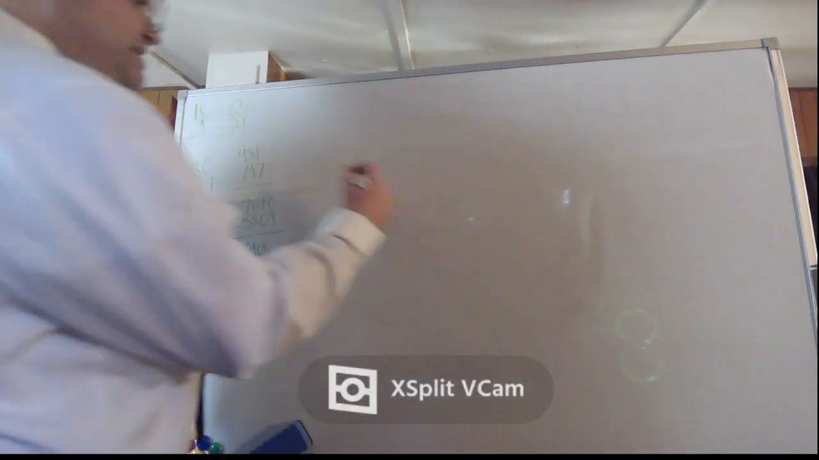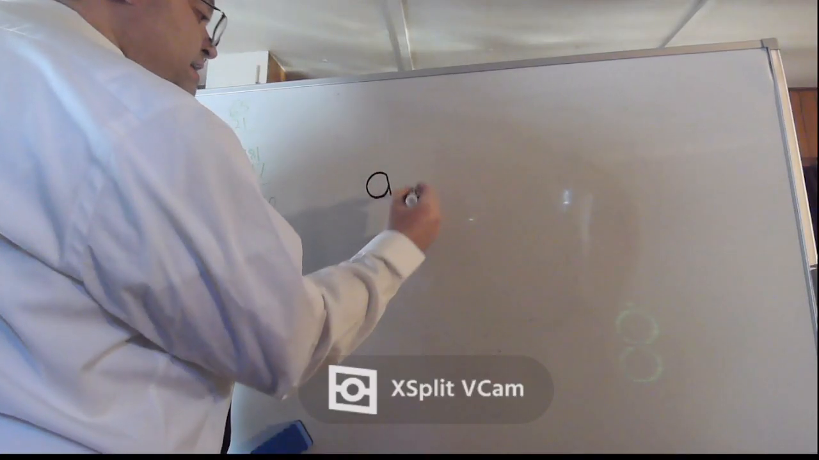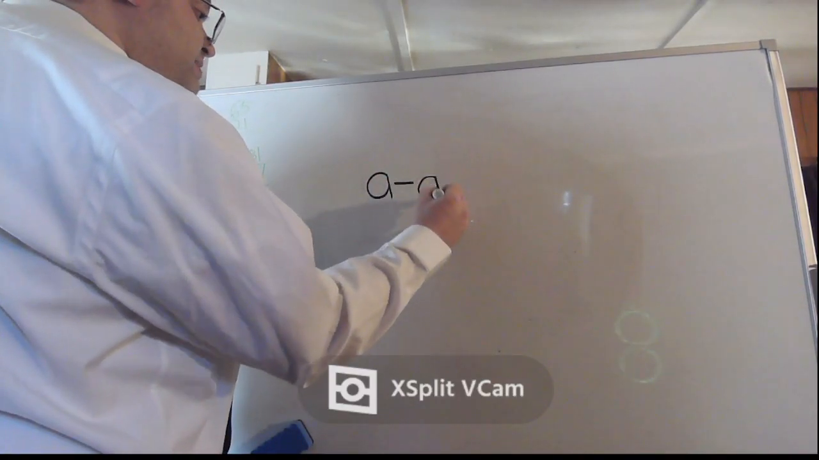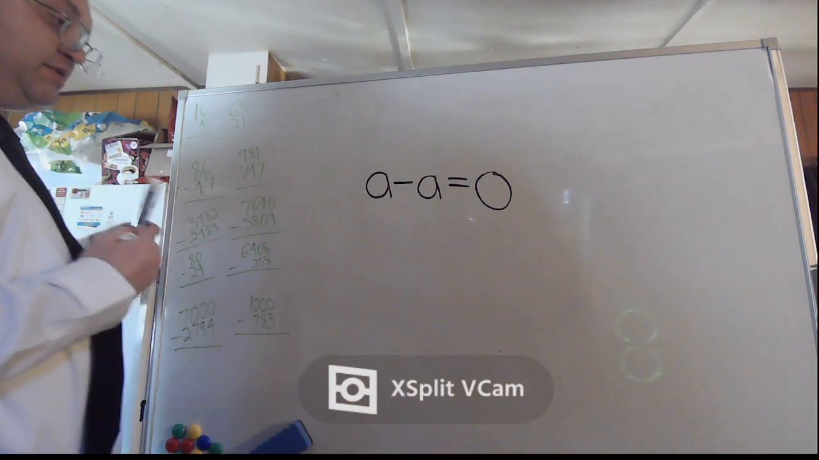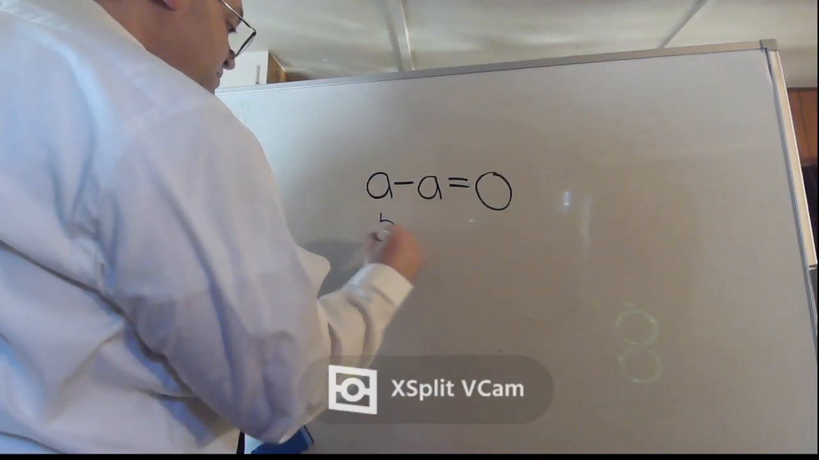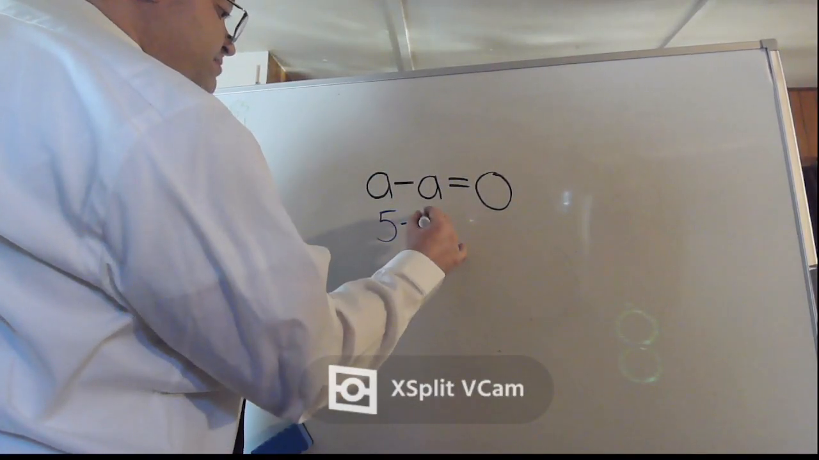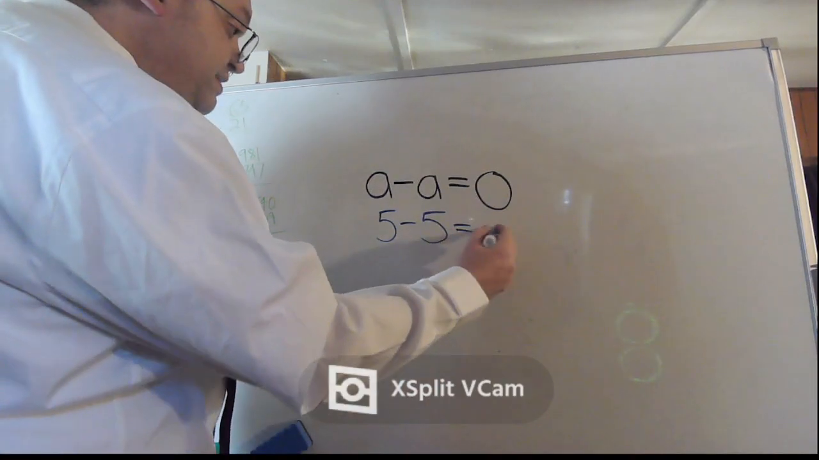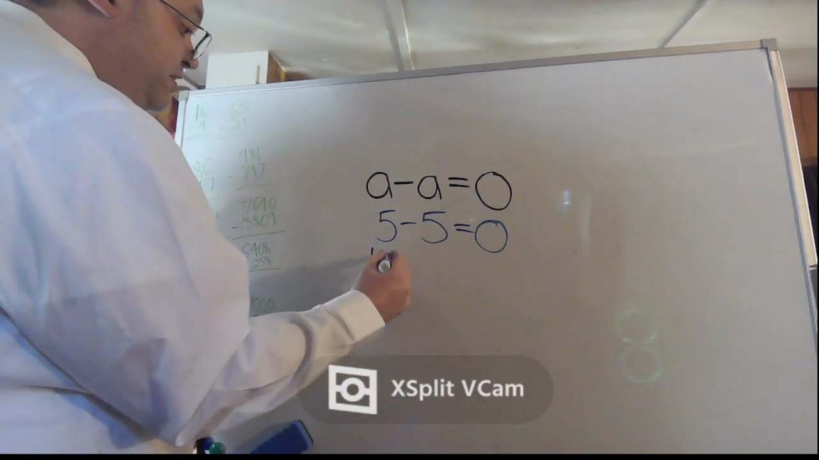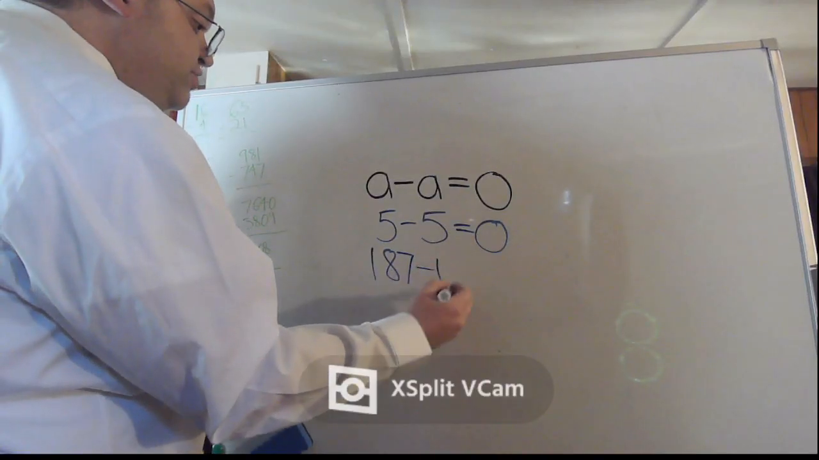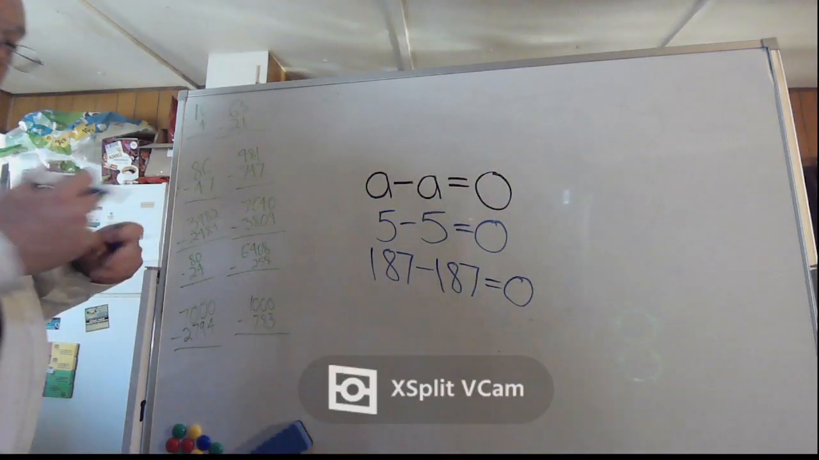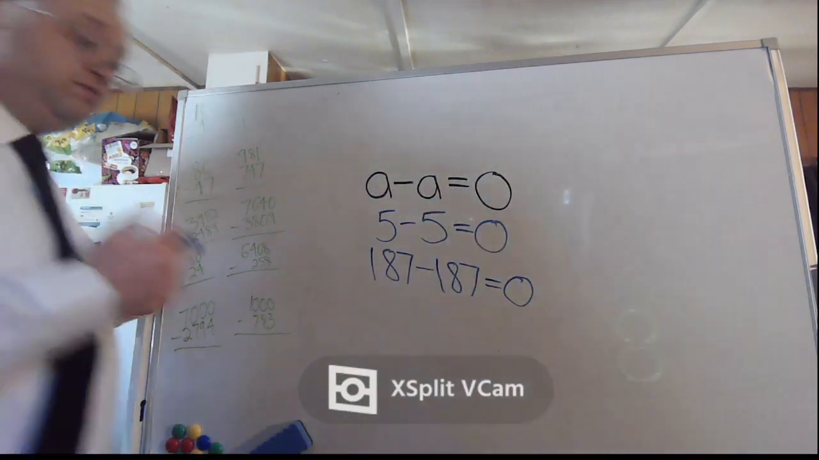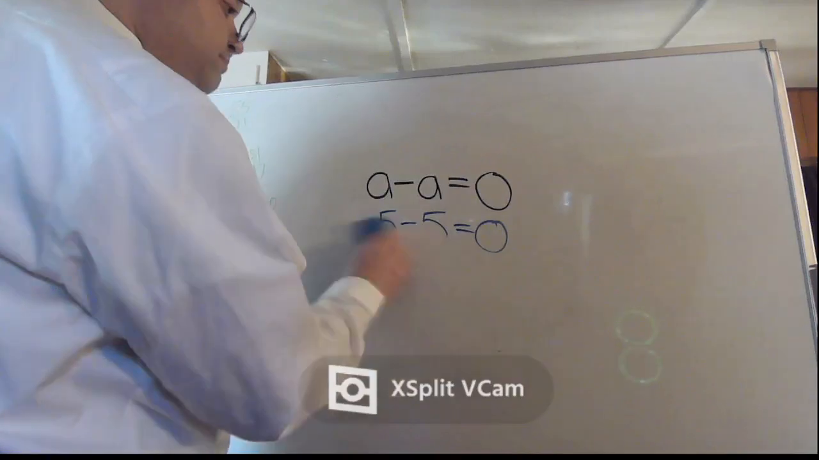Another good useful piece of information is if I take any arbitrary number and I subtract that same arbitrary number from itself, I'm going to get 0. So another example, let's take 5. We'll subtract it from itself. 5 minus 5. That should give you 0. Also, I have 187. I subtract 187 from itself. I should get 0. So yes, any number minus itself will in fact give you 0.